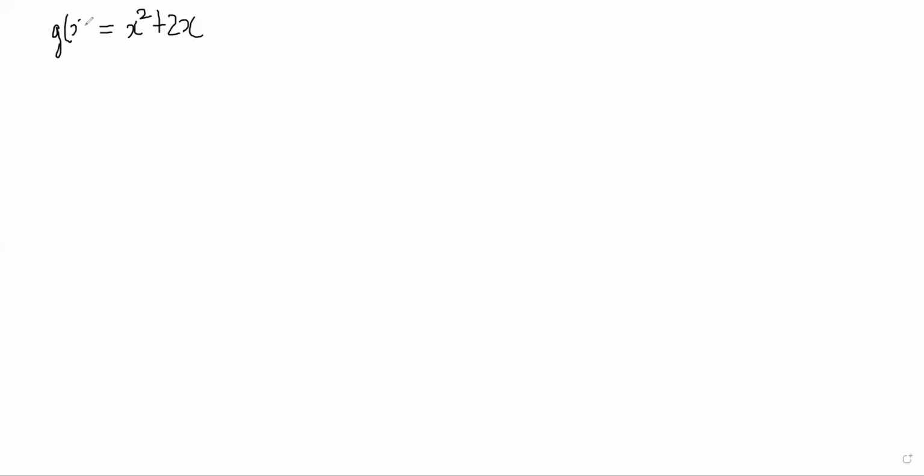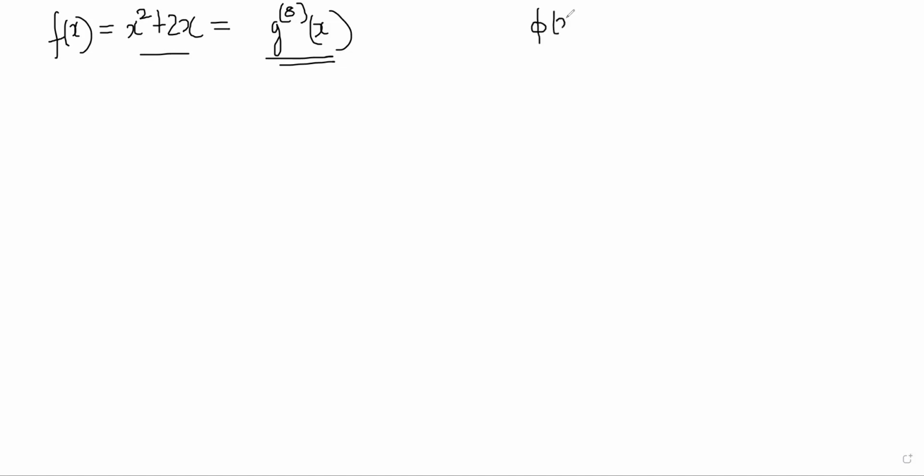g of x was x square plus 2x. Now we have to say that this is actually g of 8 of x. So let's call it f for that reason, because then we'll say that f of x is equal to g of 8 of x, right?